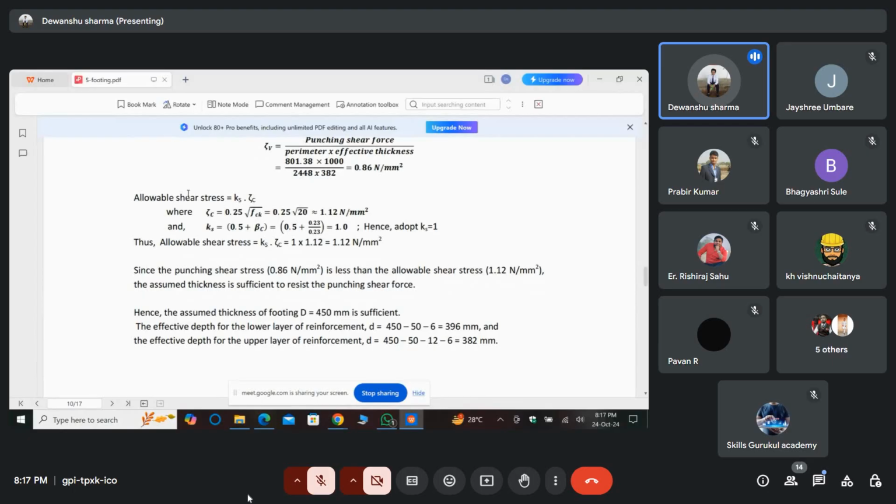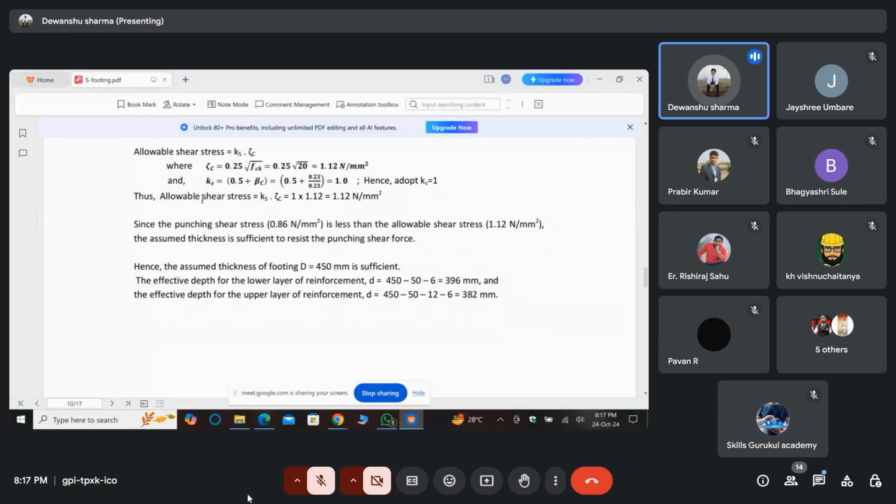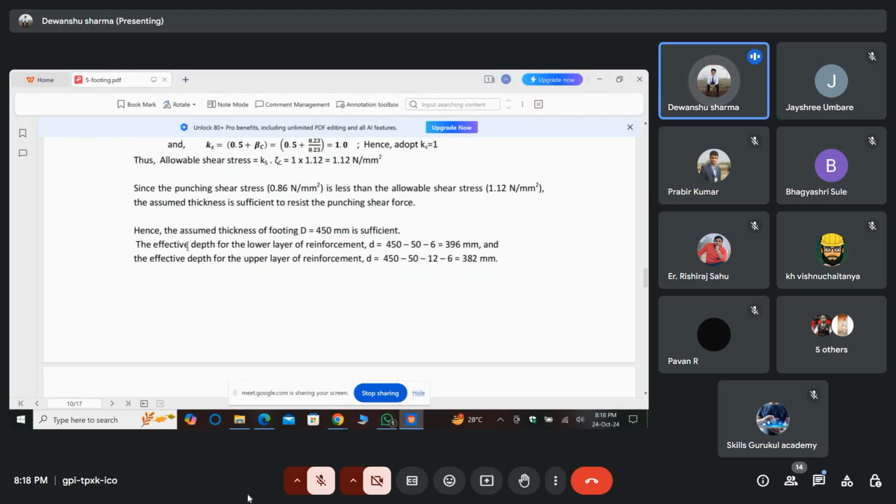So allowable stress, where tau c is 0.25 root fck, which is 1.12 Newton per mm square, and our punching shear is this, which is less than allowable shear stress. So we can say the assumed thickness is sufficient to resist punching shear force. Hence the assumed thickness of footing, 450 mm, is sufficient. Size we already decided above, and the effective depth of the lower layer of reinforcement is this, and for upper reinforcement is this.